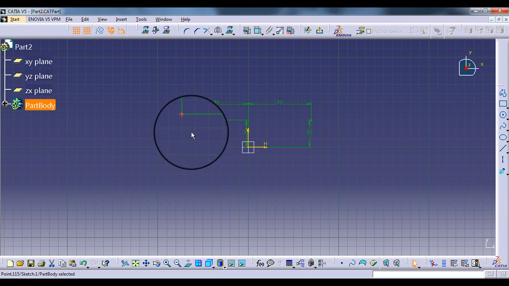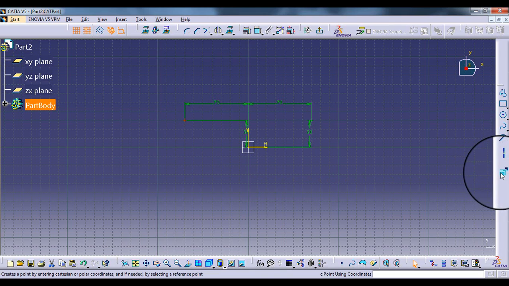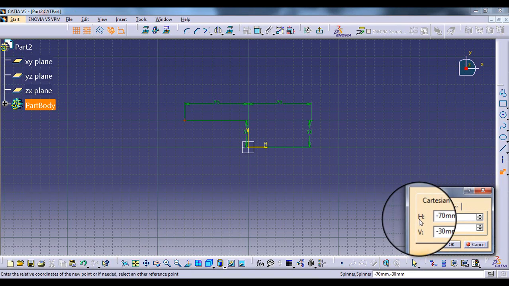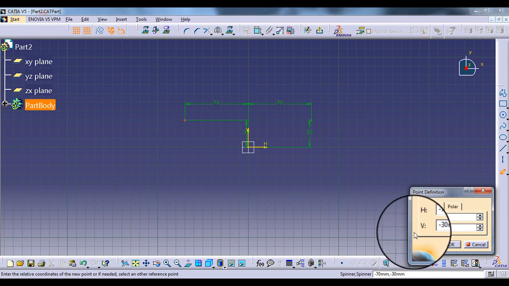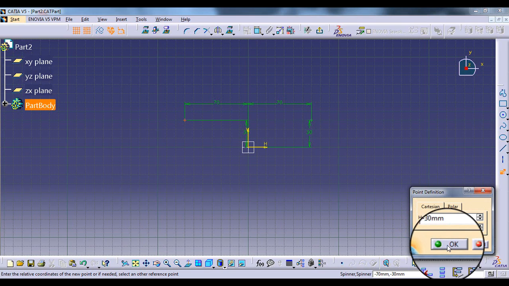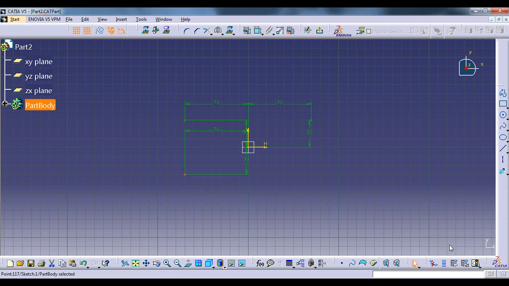So if I want this point in the third quadrant, I will select this command again, and I will keep both the horizontal as well as vertical components to be negative. So we can see that horizontal component is minus 70 and the vertical component is minus 30, and then I will click on this OK button, and now we can see that this point is being plotted in the third quadrant.